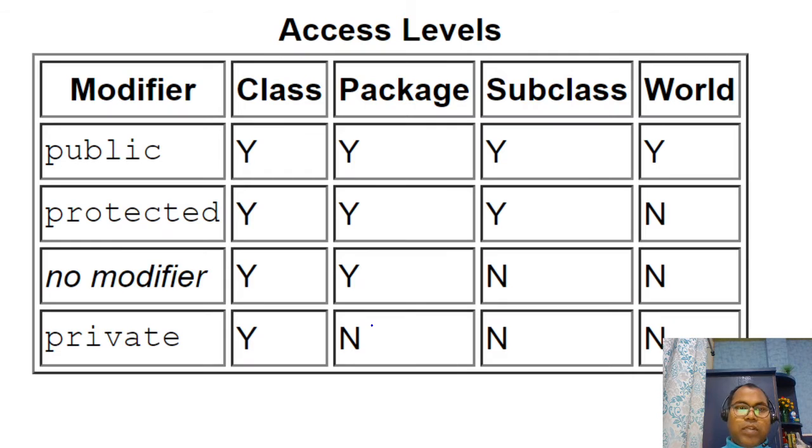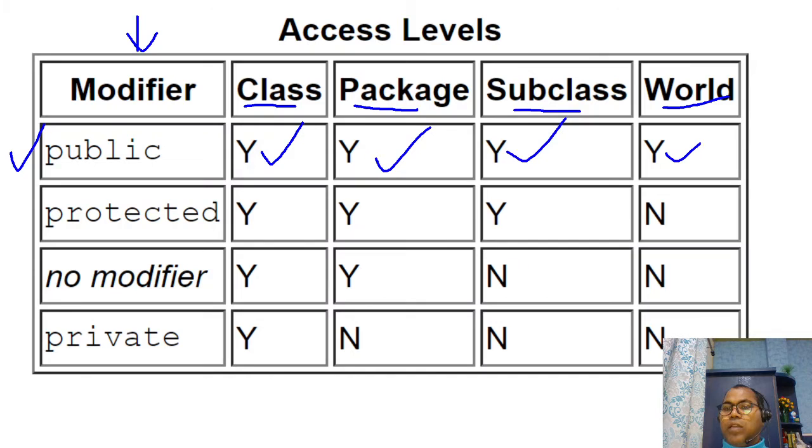Let's look at a chart here. This is the access modifier, at the class level, at the package level, in the subclass, and anywhere in the class. If you are declaring anything public, that means accessible within the class, within the package, within other subclass, and anywhere in the class. But protected, it's accessible in the class, accessible in the package and subclass as well, but not anywhere. Other packages cannot access.